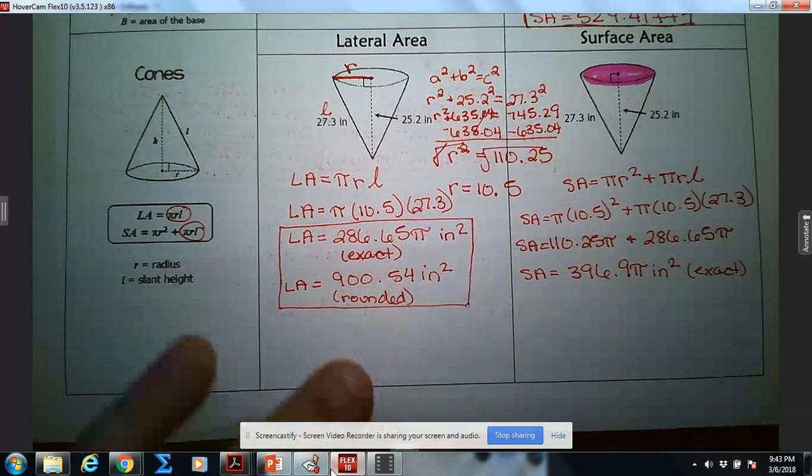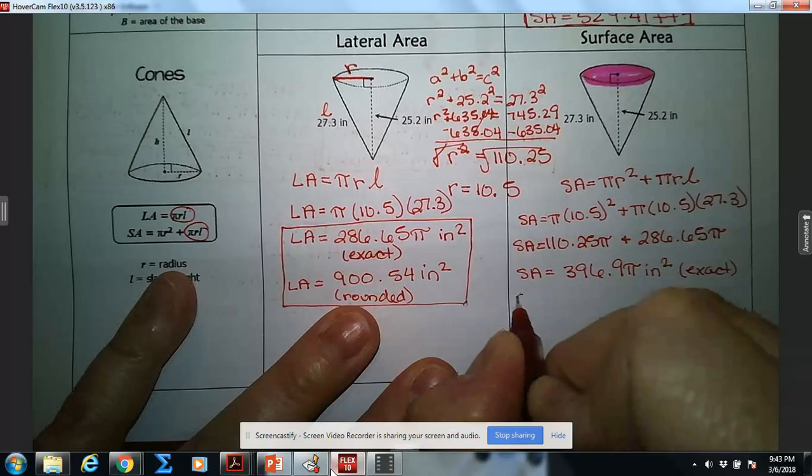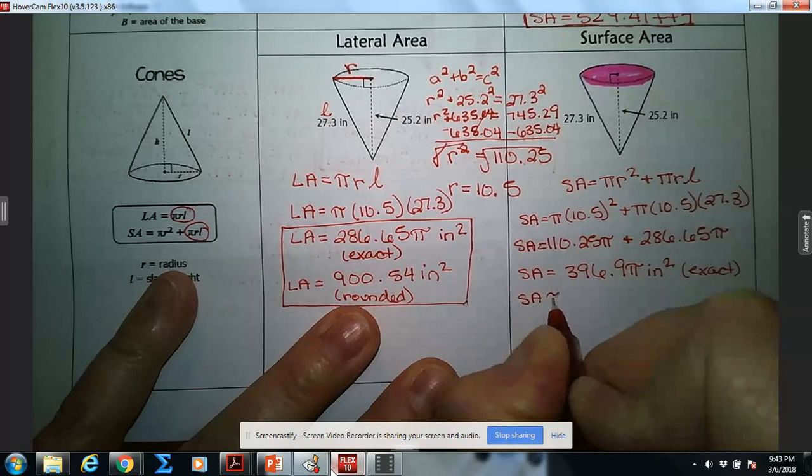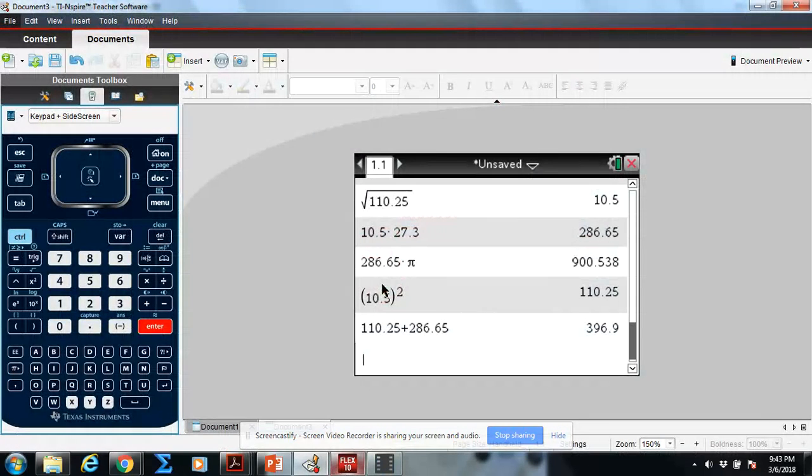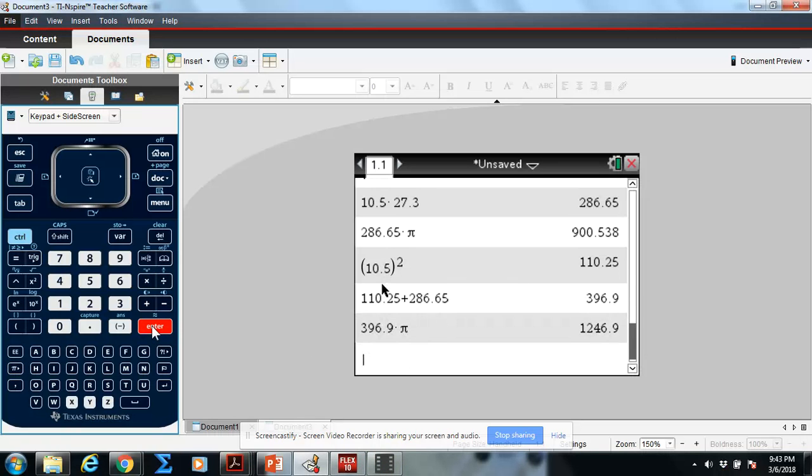Okay. Turn that into the rounded value. Go ahead and do your multiplication. 396.9, your answer you just got, times pi. Our rounded value is 1,246.9 inches squared.